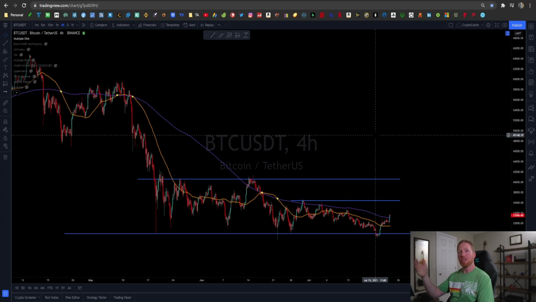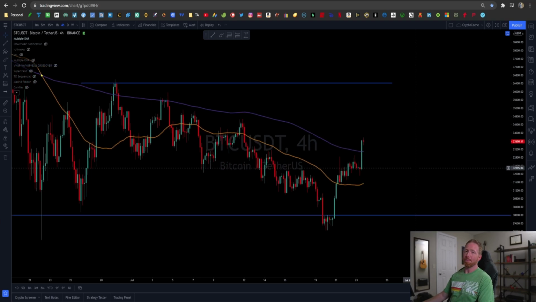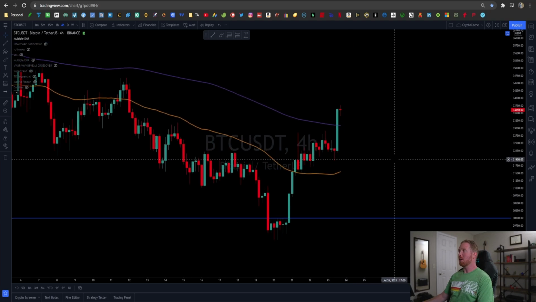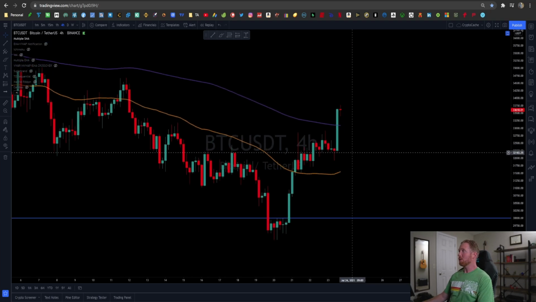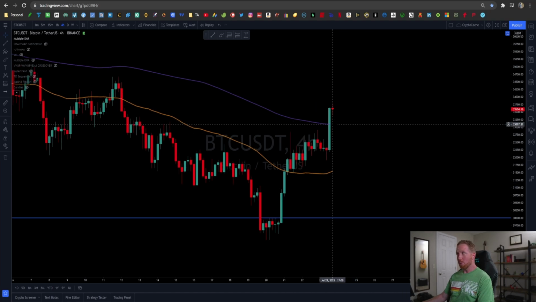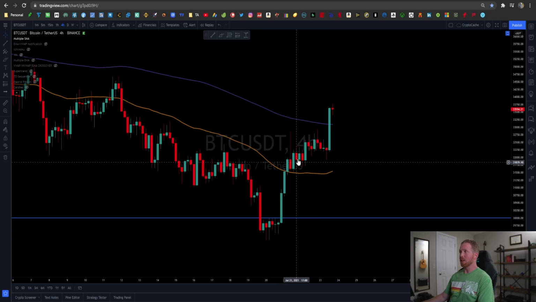I use the 50 and the 200 days simple moving average. That's this orange and purple line. The orange one is the 50 and the purple is the 200. As you can see, the price is above both. So great news, the price closed above both moving averages, so we're in good shape there. This is now a support level, potentially, and the 50 is a major support now that it's broken above.